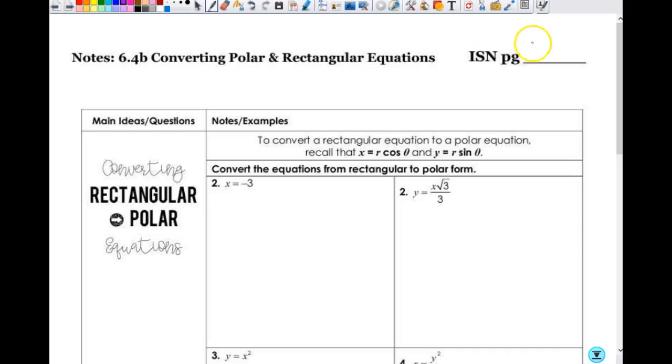Okay, this is going on page 135 and we're done. On Friday, we converted between rectangular and polar coordinates. Today we are going to convert between rectangular and polar equations. So not just the coordinates, but the equations themselves.